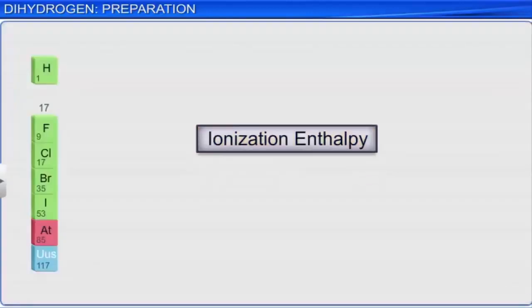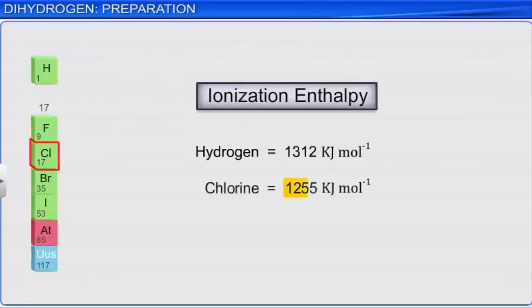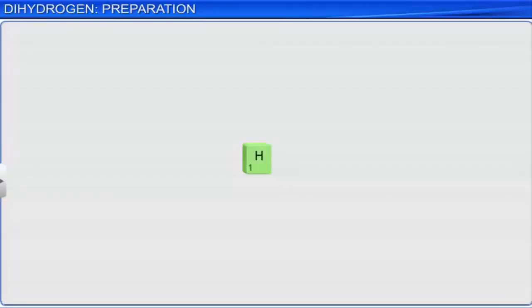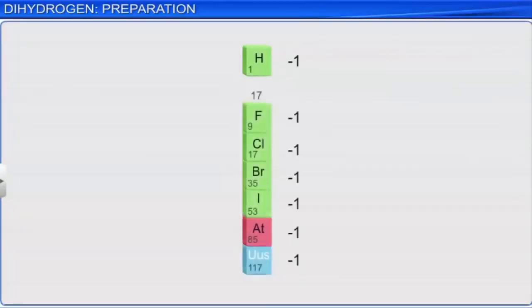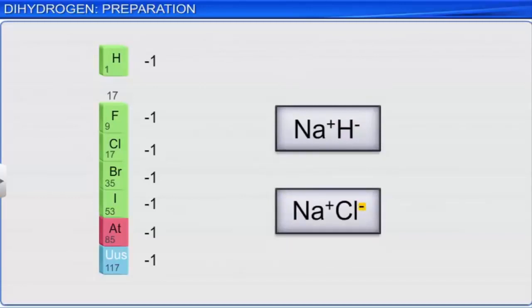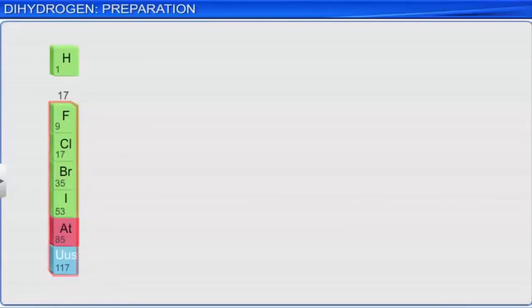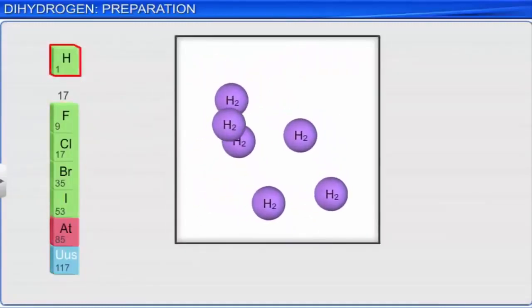The ionization enthalpy of hydrogen, 1312 kilojoules per mole, is very close to that of halogens like chlorine, 1255 kilojoules per mole. The oxidation state of hydrogen, -1, is similar to halogens in some of its compounds. For example, in sodium hydride, hydrogen has an oxidation state of -1, which is the same as that of chlorine in sodium chloride. The molecules of hydrogen and halogens are diatomic. Like halogens, hydrogen is non-metallic in nature and usually exists in gaseous form.